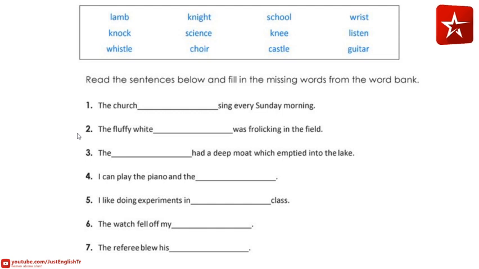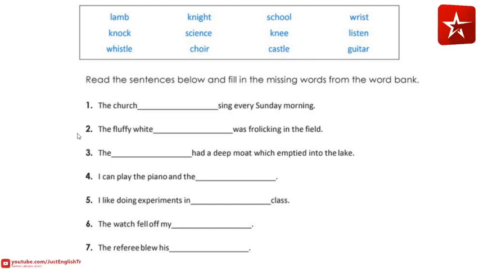Okay, so waiting for your answers for number two. The fluffy white what? I'm waiting for your comments. In the field, so there must be an animal. Which one should be here? Which animal? Yes, lamb. Lamb is a correct answer. L-A-M-B. Lamb. Yes.